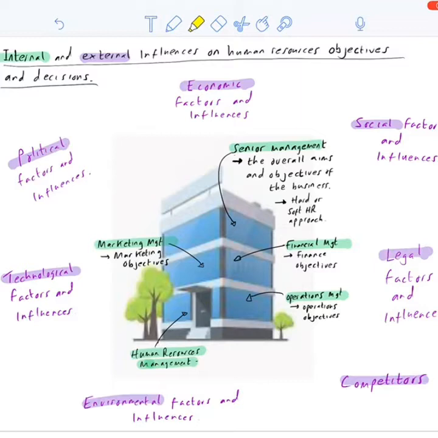If the economy is in a recession or a downturn, it means consumer spending is low. This means demand for the product is going to be low. Therefore, that may have an impact on the number of employees the business employs. And this will have an impact on human resource decision making and objectives.